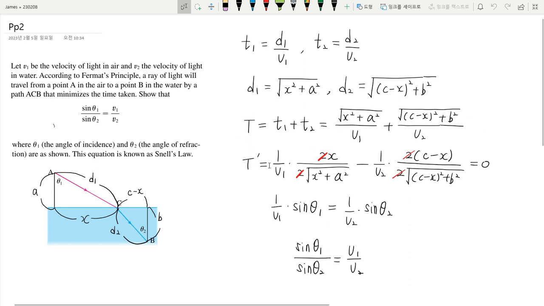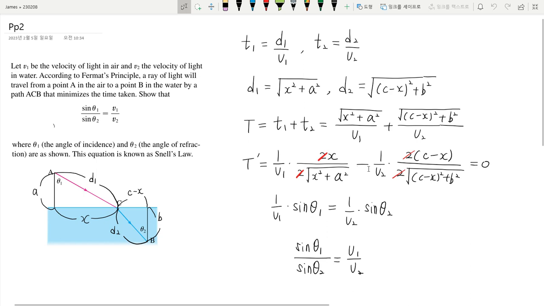So T prime: the first term's derivative is this, and the second term's derivative is this. And the important thing in this case is that because of the chain rule, when you differentiate c minus x with respect to x, a minus comes out. So the sign changes from positive to negative.